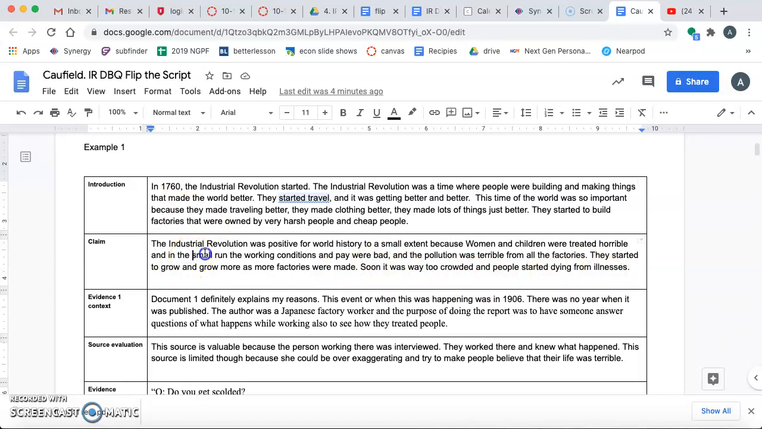So here, right, instead of small run, we would probably say short run, okay? So this claim isn't bad, right? We see that her two reasons are really going to be working conditions and pay were bad, and then pollution from all the factories was terrible. She also mentions, soon it was crowded. What was crowded? She's talking about cities, so you need to be specific. Cities had lots of pollution and were way too crowded. So I know that those are going to be her two pieces of evidence. They need to be something related to that.